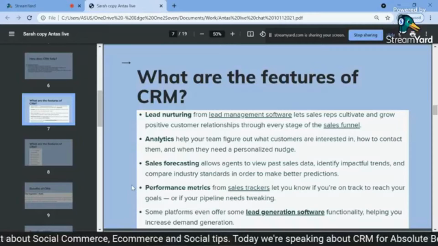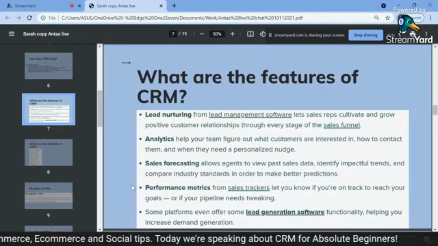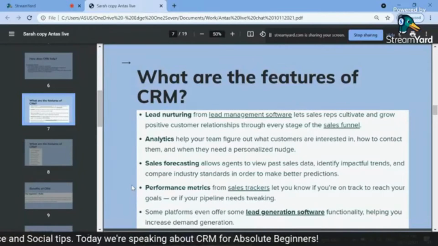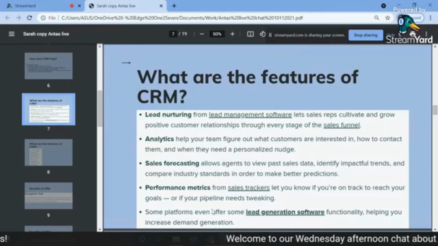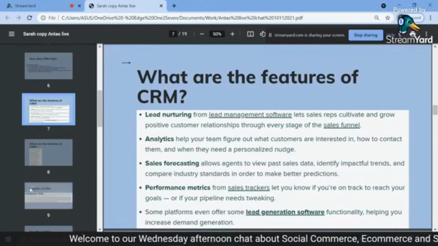Because remember, we looked at the customer journey. There are different steps and different stages of a customer's journey, and you will need to meet them where they are. Some platforms even offer lead generation software to help you increase demand generation. These are other features of CRM, additional features that you can pick to have on your CRM software also.